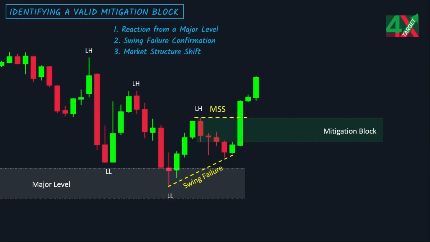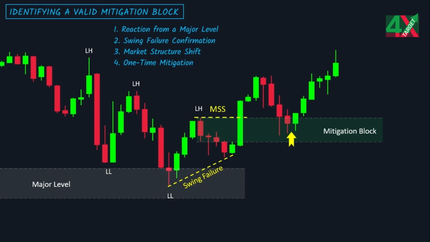Finally, one rule must never be ignored: a mitigation block is a one-time opportunity. Once price returns to the block and mitigates the remaining orders, its job is done. Institutions do not defend the same mitigation zone repeatedly. After the first reaction, the level loses its significance.